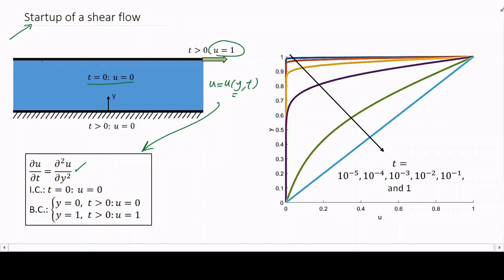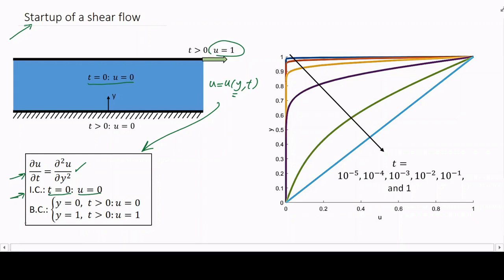Why? Because you just apply a change to the momentum of your boundary, and you want to see how this change will penetrate, how it will diffuse into your system over time. So that's why we have a diffusion equation here. And we also have an initial condition, which basically says that at time equals 0, speed is 0 everywhere.